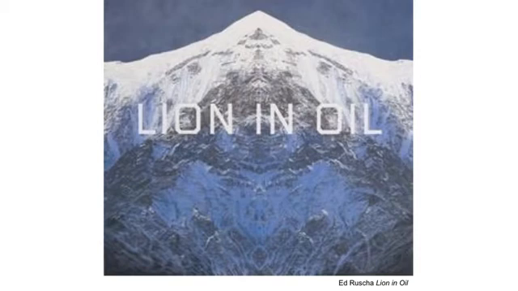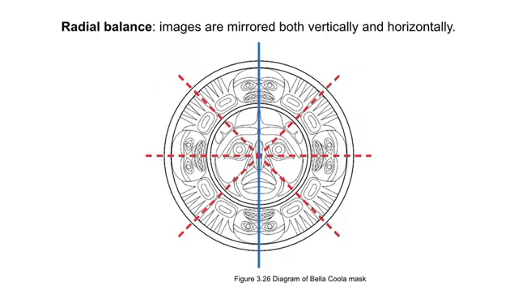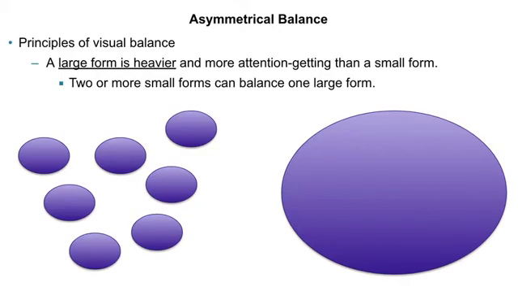Ed Ruscha's Lion in Oil is again another great example of approximate symmetry in a two-dimensional design. In the context of symmetrical balance, we should mention radial balance, in which the images are mirrored on both the vertical and horizontal axis. All right, let's look at asymmetrical balance. The principles of visual balance will help guide you as you try to create balanced compositions that are asymmetrical. So, a larger form is heavier and more attention-getting than a smaller form. That makes sense. Your eyes are more likely to get stuck on a larger form.